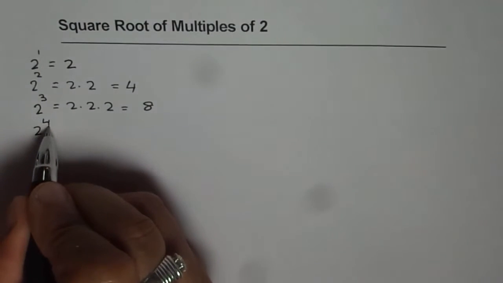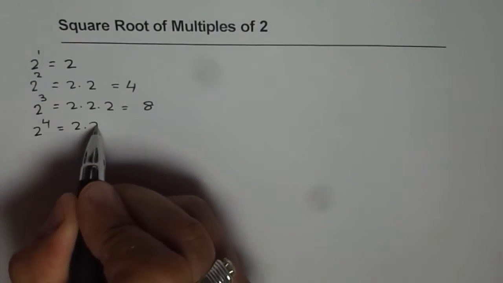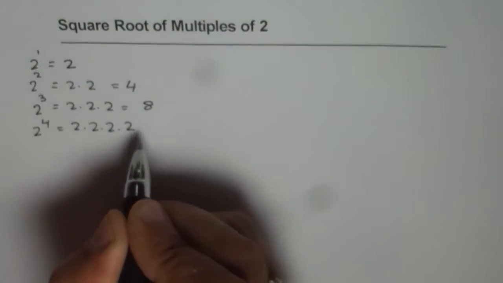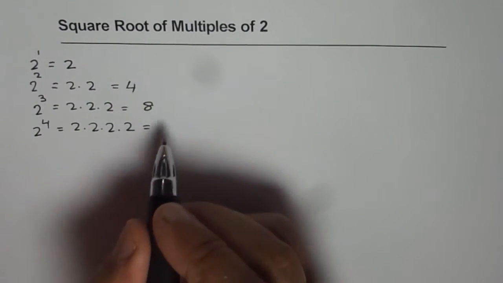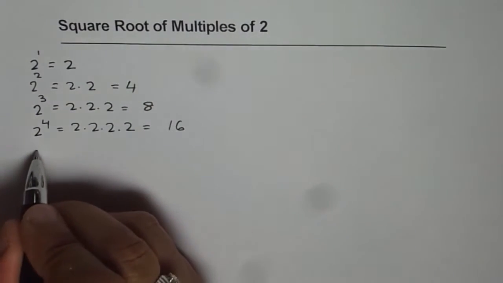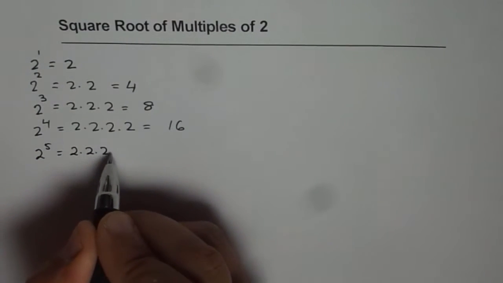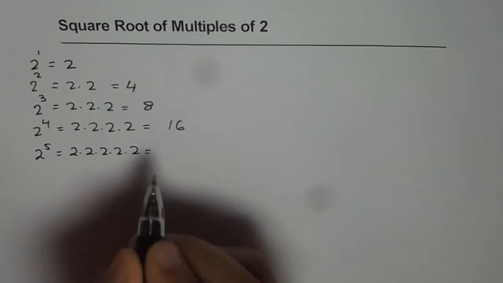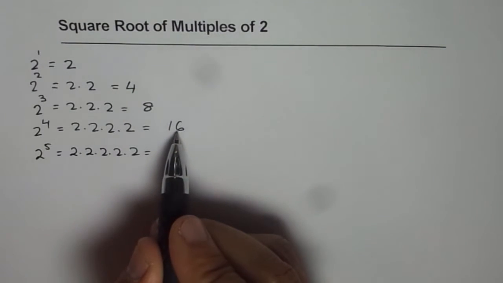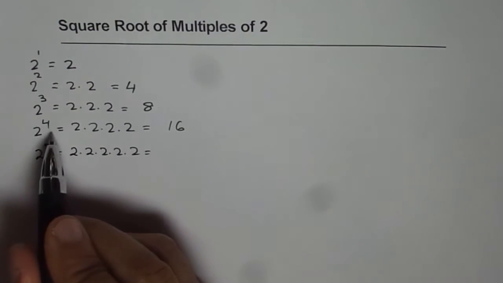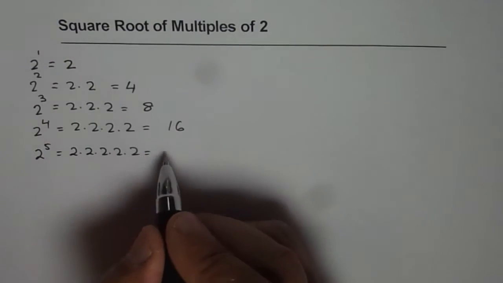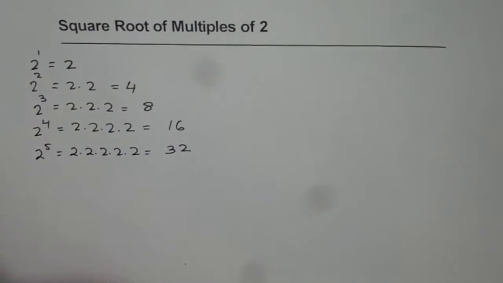2 to the power of 4 equals 2 times 2 times 2 times 2, which is 8 times 2, 16, right? 2 to the power of 5 will be 2 times 2 times 2 times 2 times 2, which is 16 times 2, right? Since 2 to the power of 4 times 2 will give me 2 to the power of 5, and that is number 32.